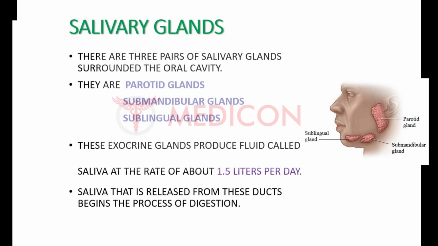Salivary glands. There are 3 pairs of salivary glands surrounding the oral cavity. These exocrine glands produce a fluid called saliva at the rate of about 1.5 liters per day. Saliva is released from these glands on each side of the mouth. Narrow ducts carry the saliva into the oral cavity. These substances begin the process of digestion.